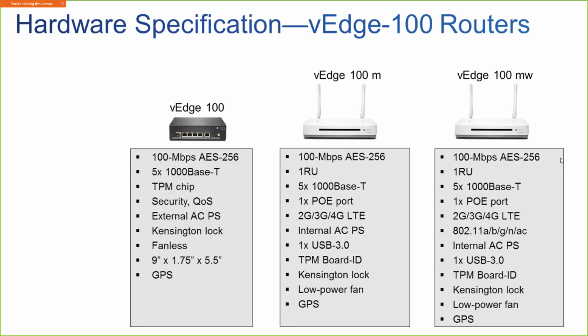You've got the 100 itself. You've got the 100B, which is just an Ethernet-only platform. You've got the 100M, which has Ethernet as well as 2G, 3G, and 4G. You've got the MW, which has 2G, 3G, and 4G plus Ethernet plus wireless LAN. That's what you see here, and these are the specific bullet points for these. But like I said, you want to go to cisco.com to see the latest information on these different platforms. But these are some of the platforms that exist.